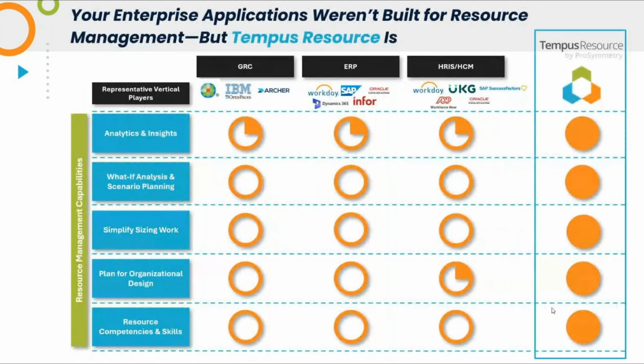explore. I think this is a super helpful slide. Again, we're Prosymmetry. Our product is Tempus Resource, purpose-built for resource forecasting and capacity planning. So we're going to check all of these boxes.